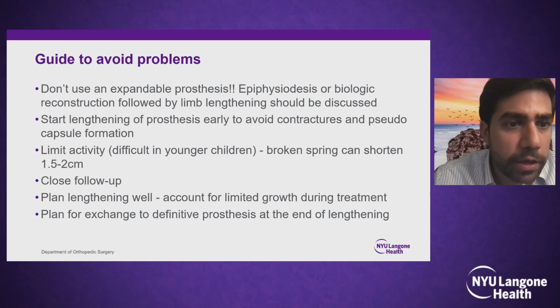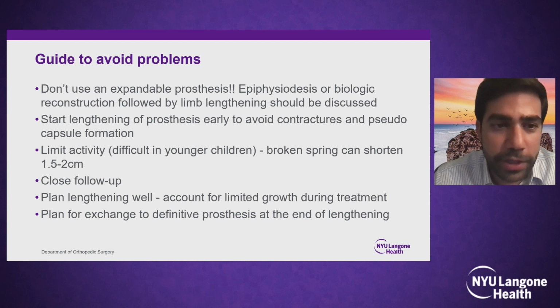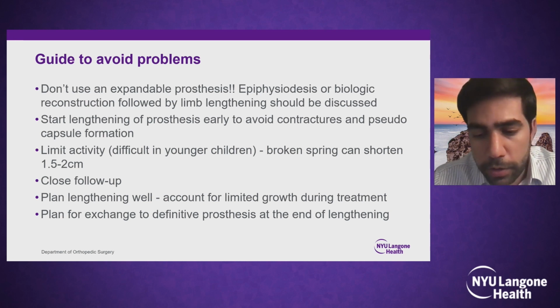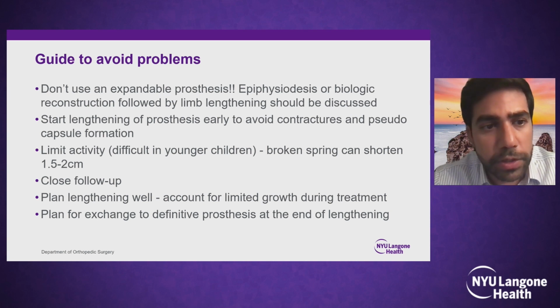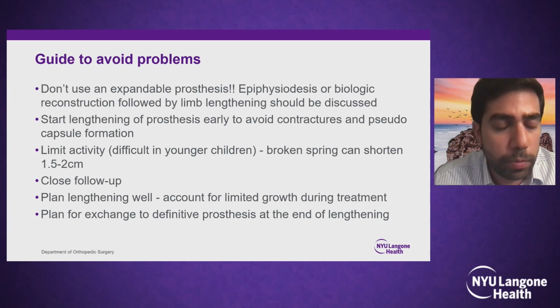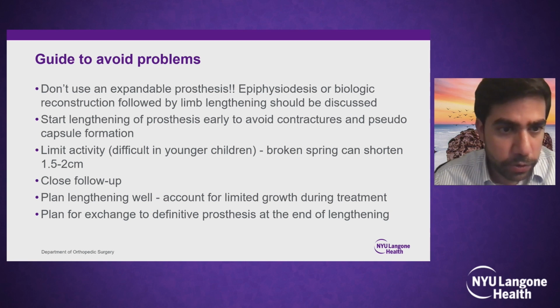You have to start lengthening early to avoid pseudocapsule formation. You limit activity, but that's really difficult in younger children who just run around once they feel better. Very close follow-up, planning your lengthening really well, and accounting for limited growth during chemotherapy. For example, the actual growth in the other limb may not be that significant, so you have to measure the patients frequently, and plan for exchange to the definitive implant when you're done with lengthening.